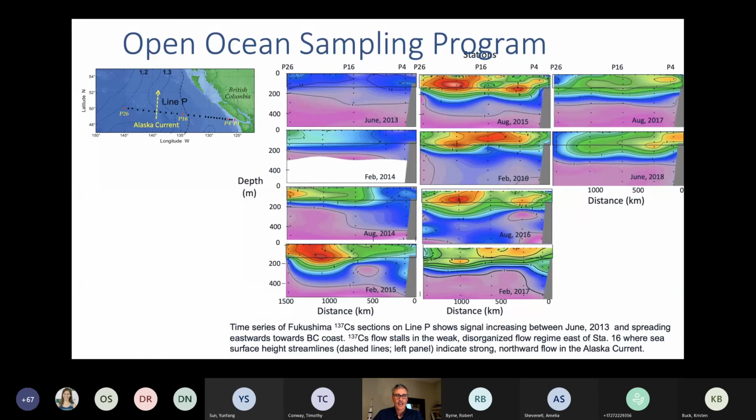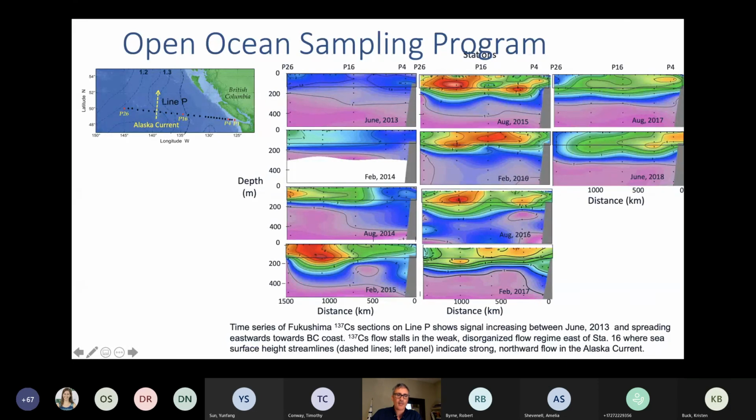So what have we found? So here is a graph that's showing in the upper 400 meters of the water column with Ocean Station Papa P26, 1,500 kilometers offshore on the left-hand side, moving towards the coast in each panel, and moving from June 2013 through August to June 2018. So 5 years worth of data here. And what you can see is that we first started to detect Fukushima-derived contamination relative to the blue background that existed from weapons testing before the disaster. We first started to see Fukushima contamination in the ocean offshore in June of 2013.